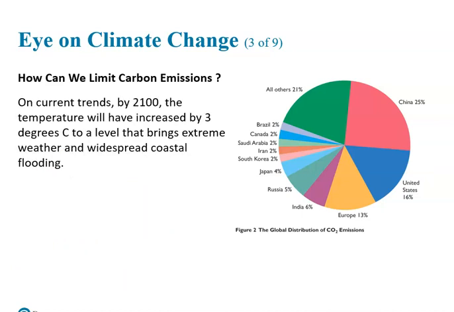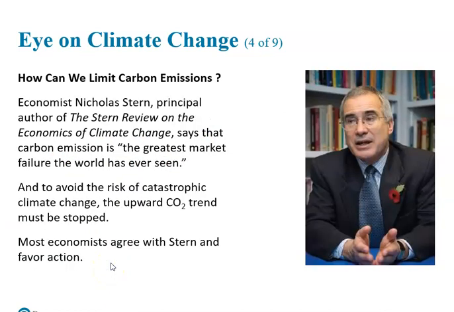So on current trends, by 2100, the temperature will have increased by 3 degrees Celsius, and that kind of temperature change will bring extreme weather and widespread coastal flooding. And so there is definitely a cause for concern, because this is a race for survival as far as humanity is concerned. So how can we limit carbon emissions?